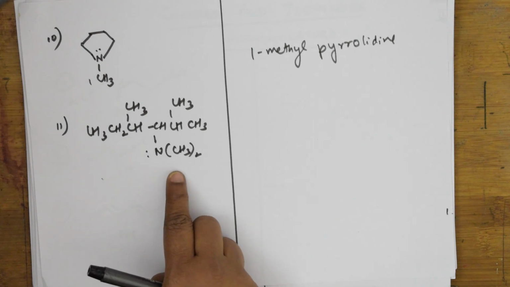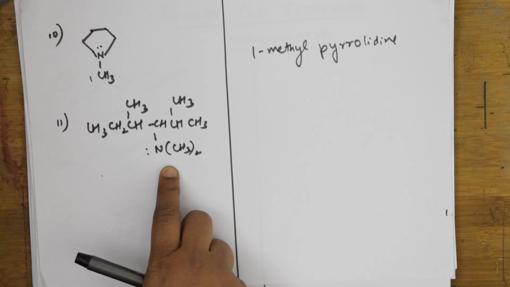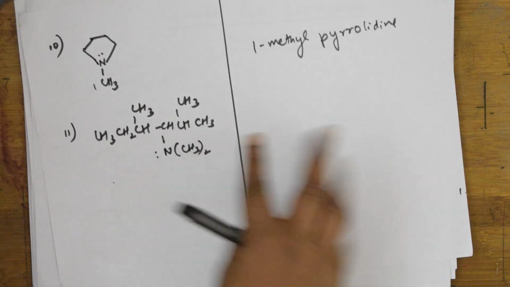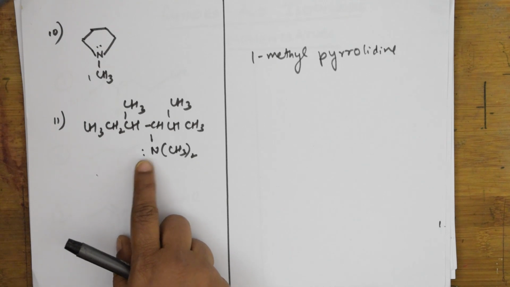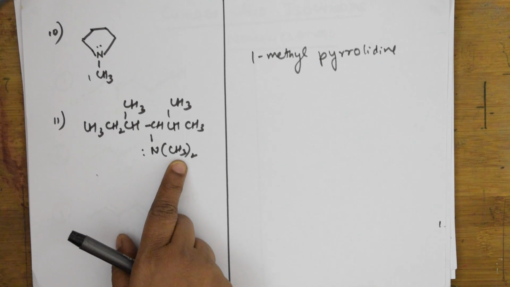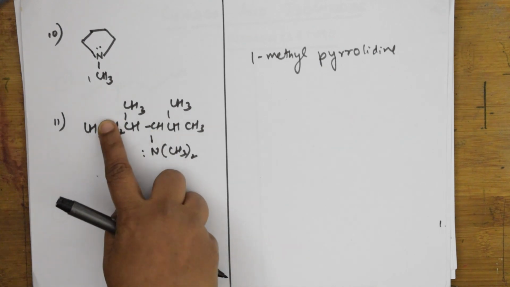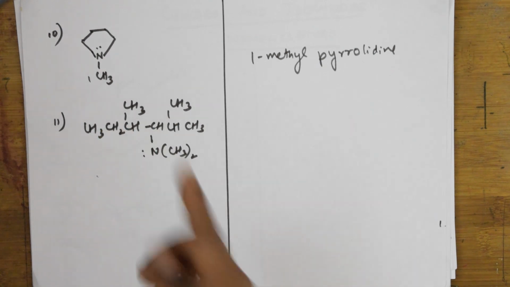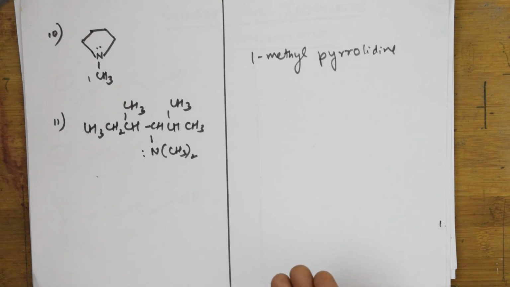So here in this group, what is the parent chain? Basically 1, 2, 3, 4, 5, 6: hexane. At which position is the methyl group? There are 2 methyl groups here, one more methyl group here, and one more also. So there are 4 methyl groups, tetramethyl.